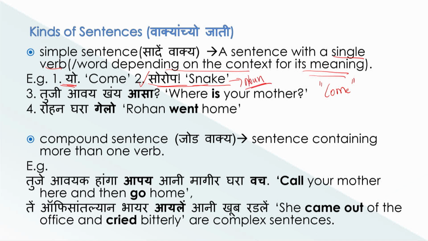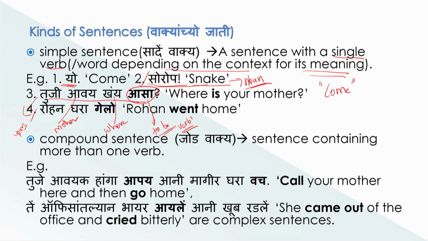Apart from this, we have sentences of more than one word which have only one verb. For example, tuji avai khayasa. Tuji is yours, avai is mother, khay is where, asa is to be. Where is your mother? So here to be is the verb. So in Konkani, if I have to ask someone where is your mother, I would say tuji avai khayasa. And this is a simple sentence because it has only one verb.